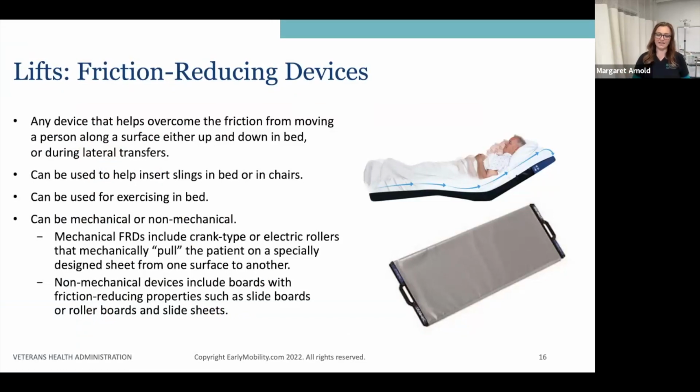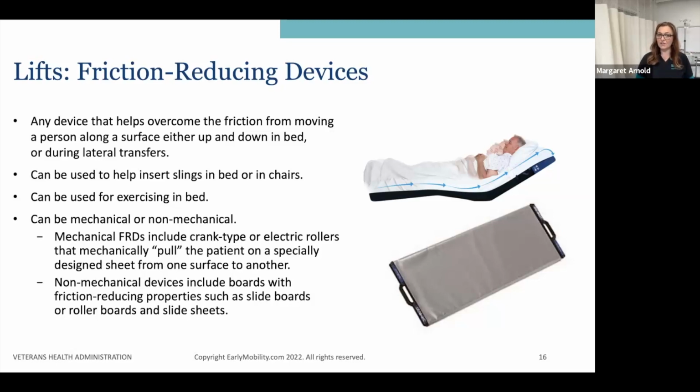The next device we're going to talk about is friction reducing devices. These are any device that help overcome the friction from moving a person along a surface, either up and down in bed or during lateral transfers. They can be used to help insert slings in bed or in chairs. They can be used for exercising in bed. They can be mechanical or non-mechanical.